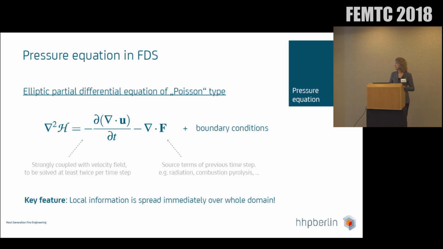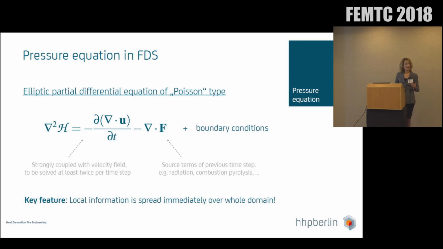Okay, then let's first have a look at the pressure equation in FDS. Don't be afraid, I don't want to lead you into a mathematical jungle today. It's simply to know the basic properties of this equation. From a mathematical point of view, it's an elliptic partial differential equation of second order, which is also well known under the name Poisson equation. And the most important things to know are what you can see here.